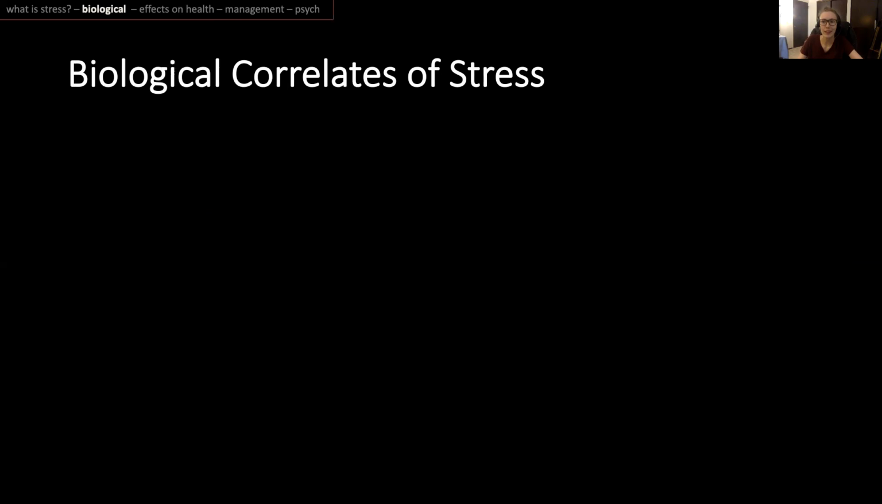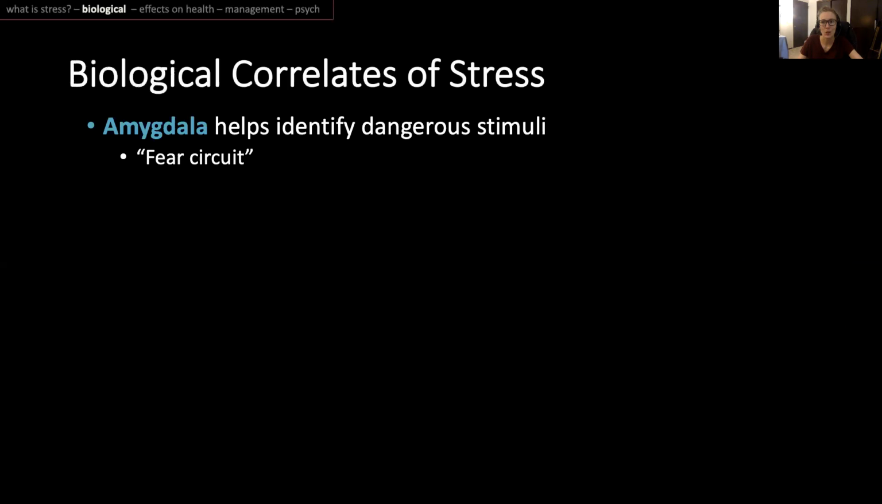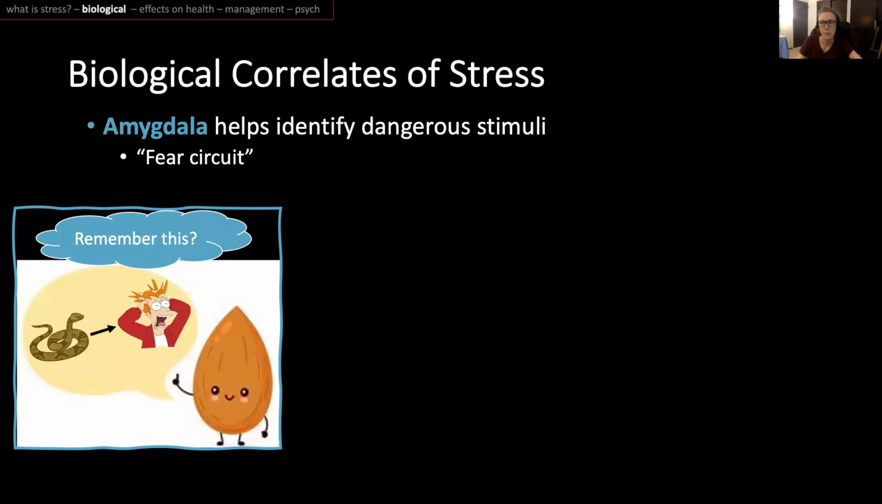So one of the key players in this in the brain is your amygdala. Your amygdala is helping to identify dangerous stimuli. It's kind of the key player of what we call the fear circuit. So let's review. Do you remember, back from neuroscience, we talked about Amy the almond, because your amygdala is the size and shape kind of an almond. So Amy the almond is really good at saying, hey, that's a snake. You should feel fear or you should feel stress for that snake. So this is something we talked about earlier on. And again, it's going to come back here.